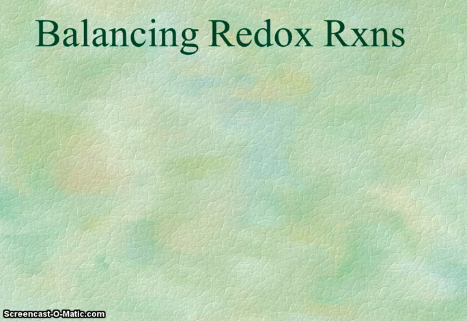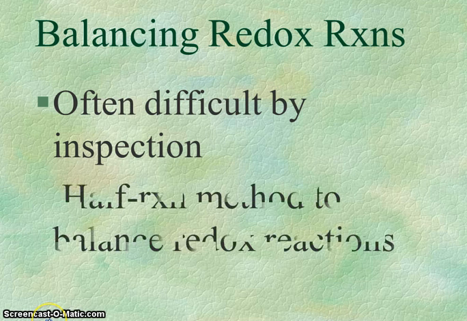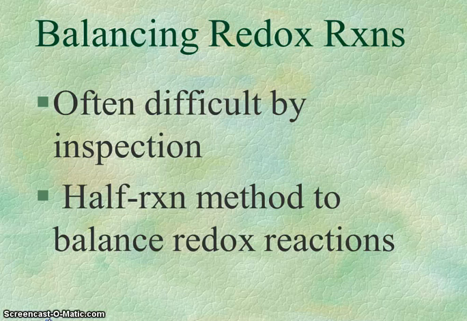Balancing redox reactions. Often redox reactions are difficult to look at and balance because there's a lot of things going on in redox reactions. So we're going to use what's called a half reaction method to balance redox reactions. So let's go through the steps in how to balance redox reactions using this method, and then we'll go back and do an actual example.